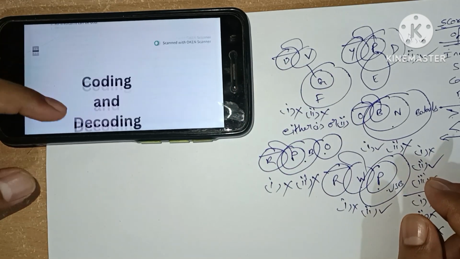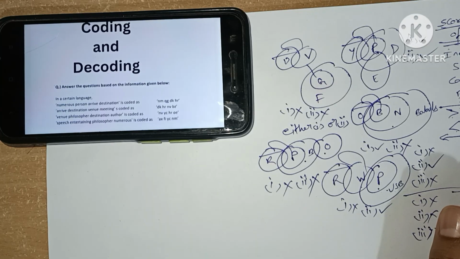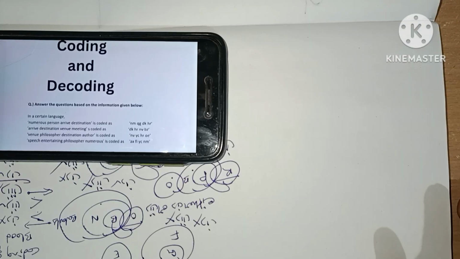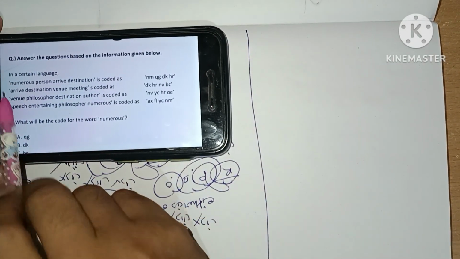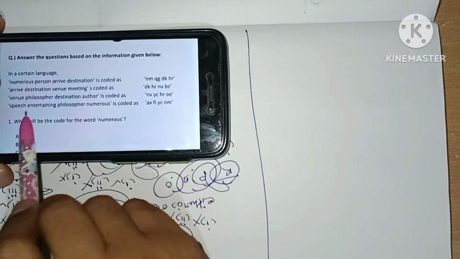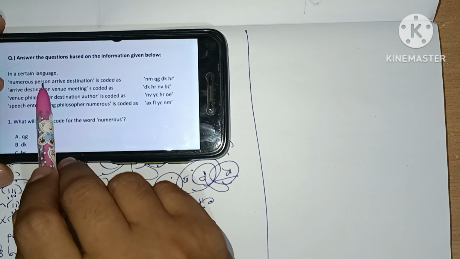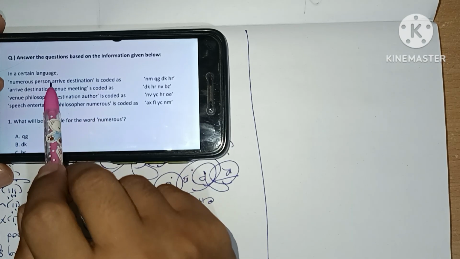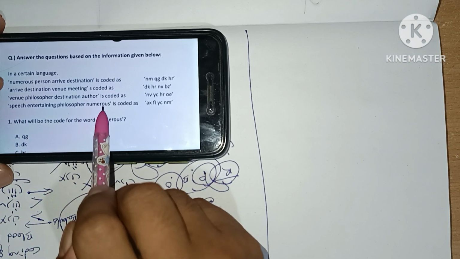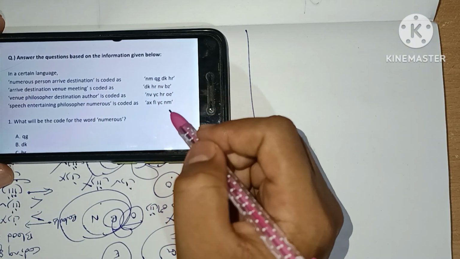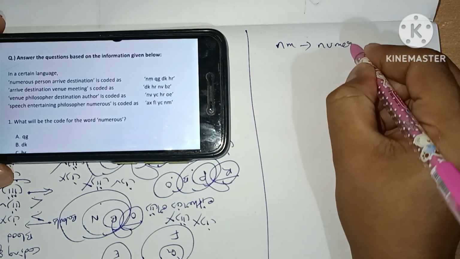Next topic is coding and decoding. Let's make some space. Let's see this here. Coding and decoding. First we see numerous. Is there any other numerous common? Here numerous is common in 1 and 4. Person is not in this statement, arrive is also not in this statement, destination is also not in this statement. So numerous is common in 1 and 4, which is nm. So nm is nothing but numerous.